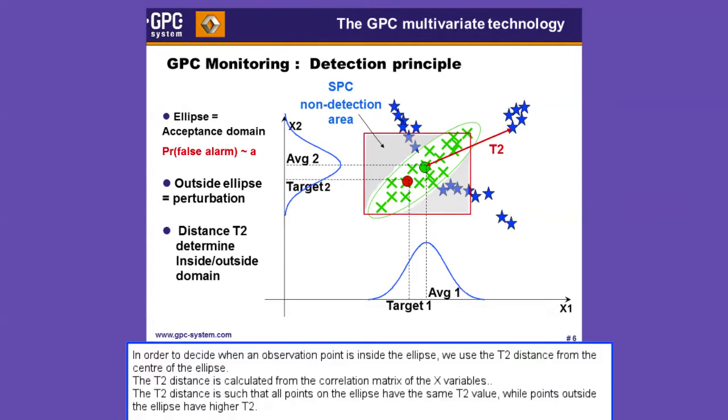In order to decide when an observation point is inside the ellipse, we use the T2 distance from the center of the ellipse. The T2 distance is calculated from the correlation matrix of the x variables. The T2 distance is such that all points on the ellipse have the same T2 value, while points outside the ellipse have higher T2.